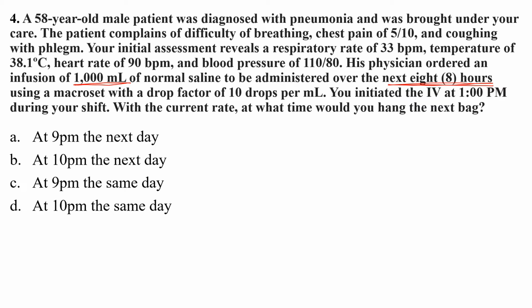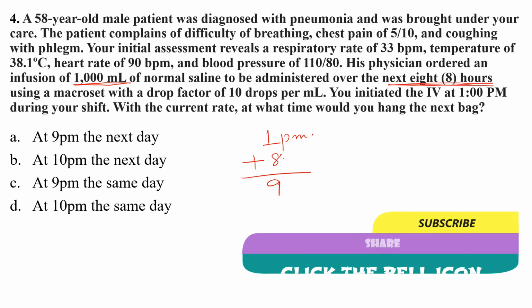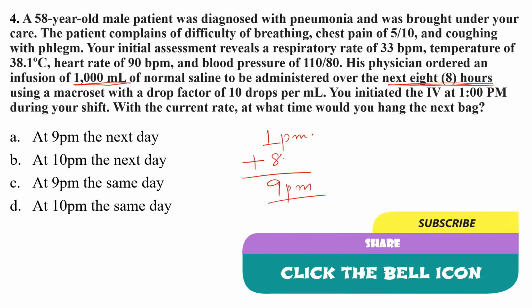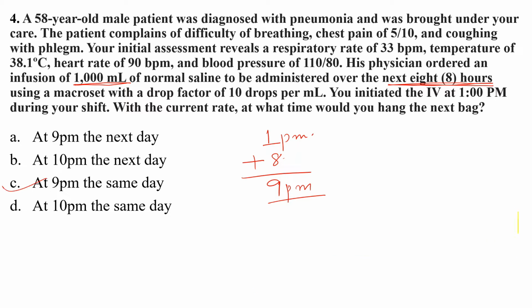Suppose this is the clock, or we just have to count. If we start this normal saline at 1 p.m., it will finish after 8 hours. So we just have to add 8 here, and we will get the time by which it will finish, or the time we will hang a new bag. So 1 plus 8 is 9 p.m. on the same day. So the correct option here is option C, that is 9 p.m. the same day.